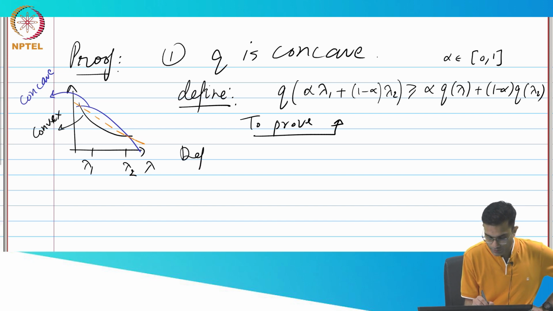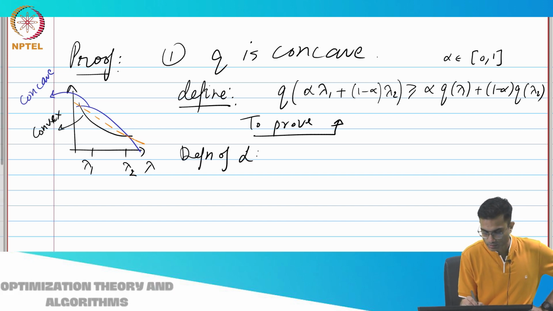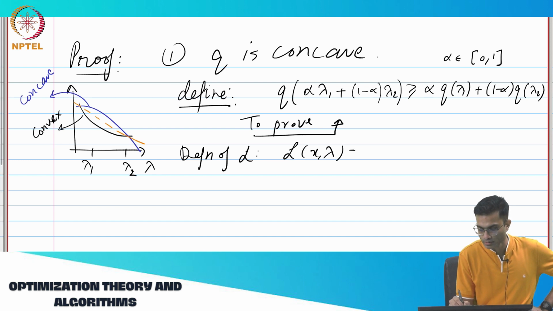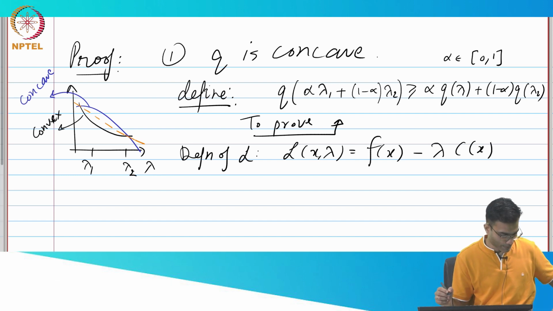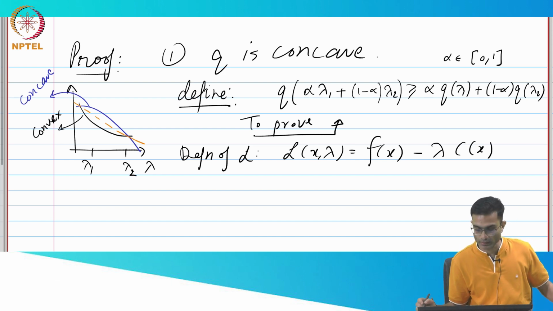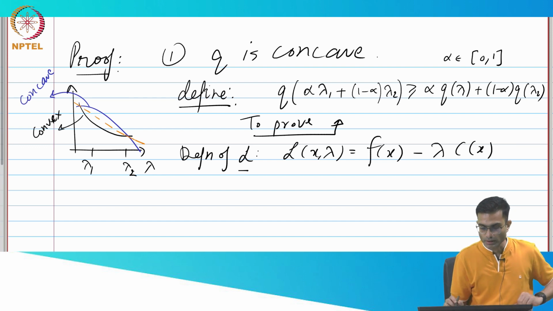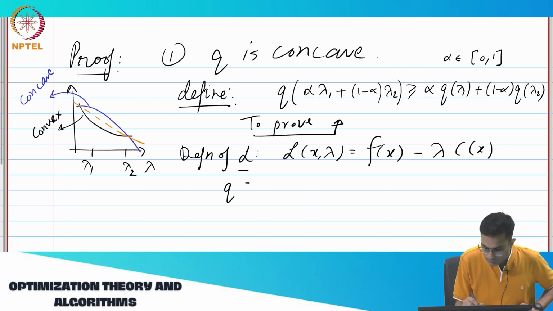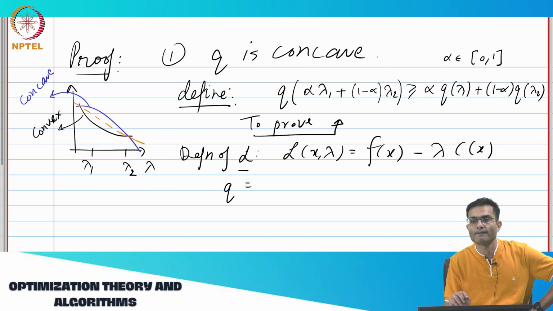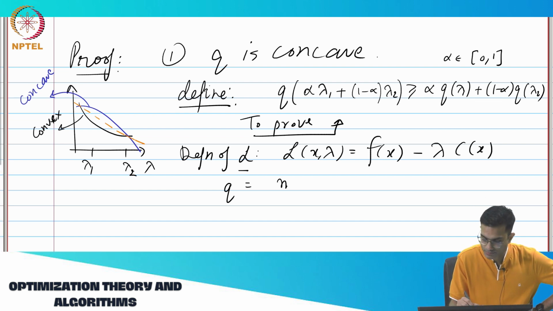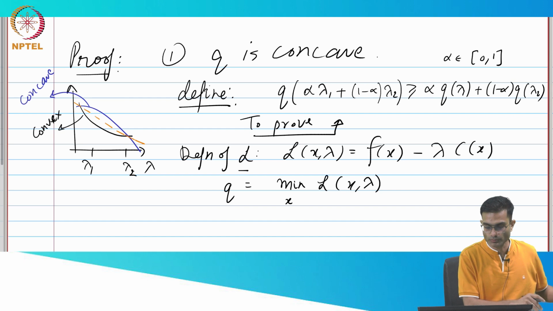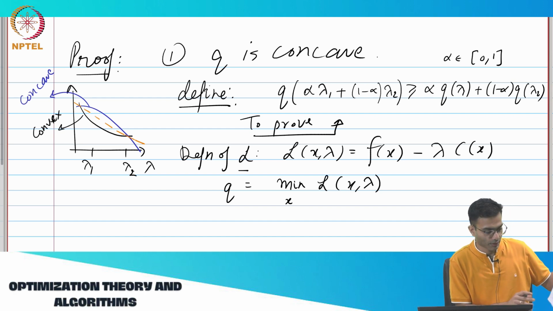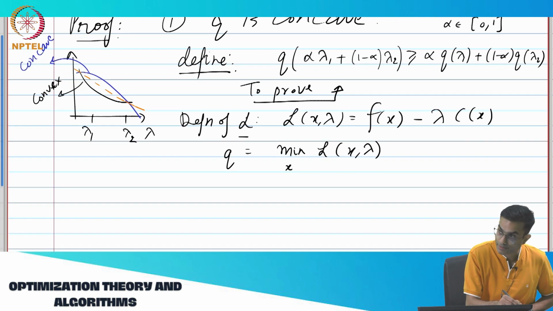So remember the definition of the Lagrangian is what? L of x comma lambda is f of x minus lambda c of x, right? This is how I define the Lagrangian, right? And how was Q defined? I minimize this with respect to x, right? Okay, so with these two definitions in mind, I have to work on proving this concavity idea.